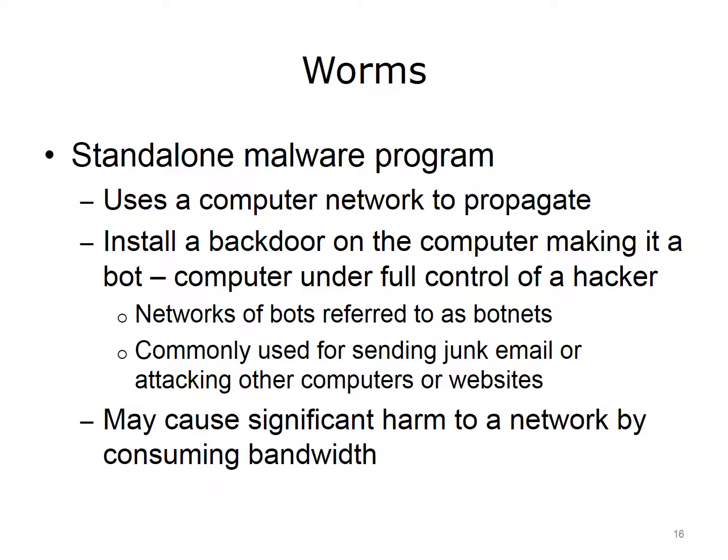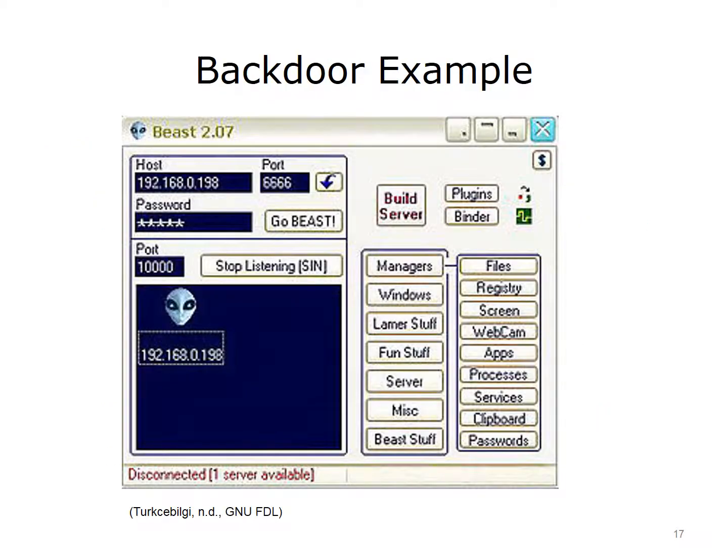Worms can create a lot of network traffic, and merely by their presence may cause significant harm to a network by consuming bandwidth. This is a screenshot from the Graphical User Interface, or GUI, of Beast. Beast is a Windows-based backdoor Trojan, commonly known in the hacking community as a remote administration tool, or a RAT. This Trojan remains harmless until it is opened. When opened, it uses the code injection method to inject itself into other applications. Once that happens, it gives the hacker full control over the infected computer.